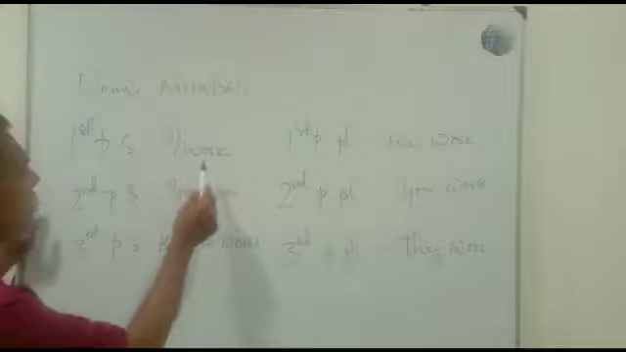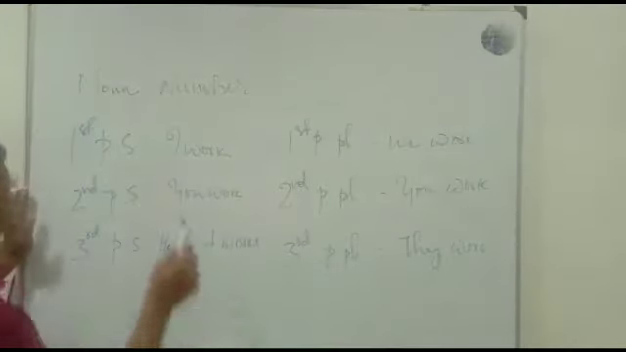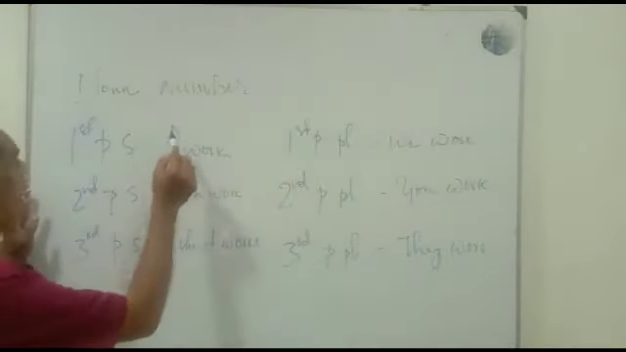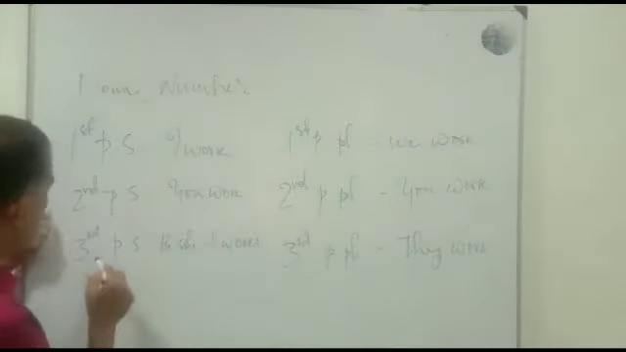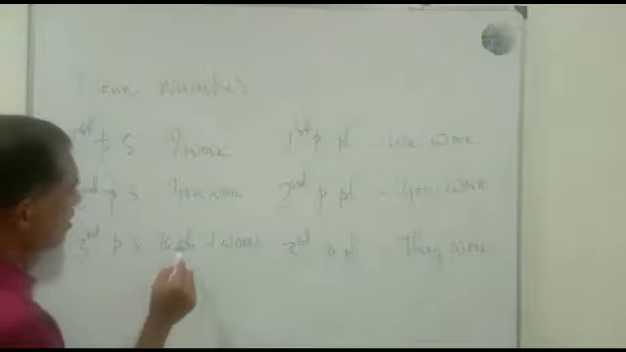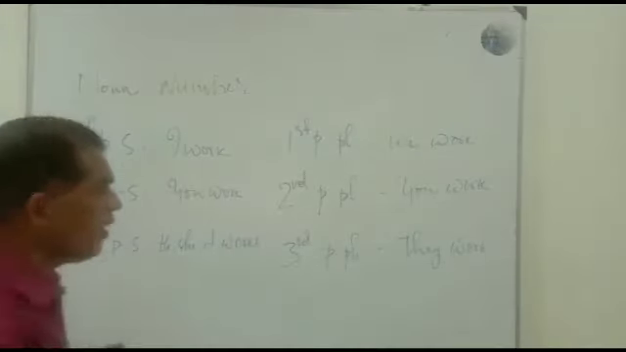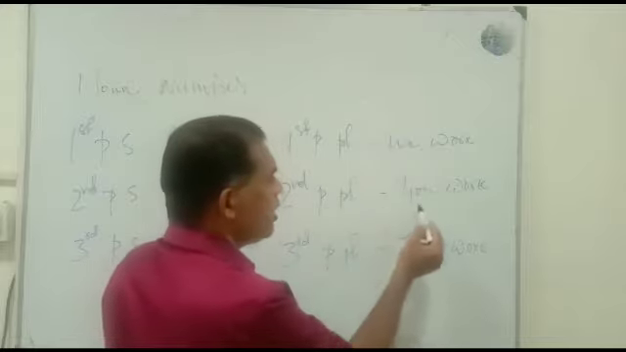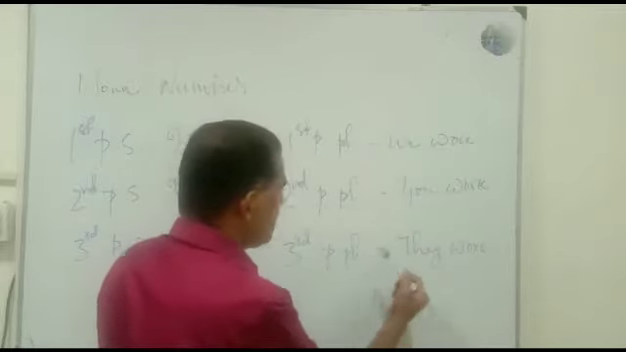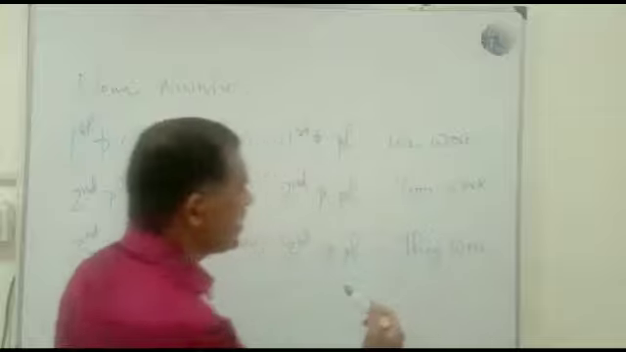Now, I have examples here. First person singular is I, second person singular is you, third person singular is he, she, it. The same way, first person plural we have we, second person plural you, third person plural they.